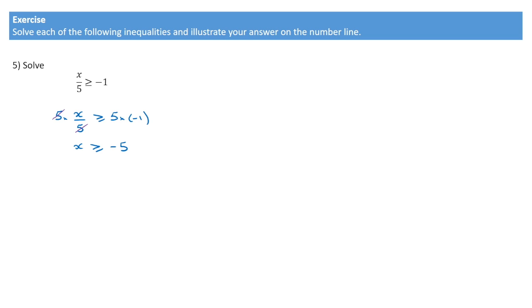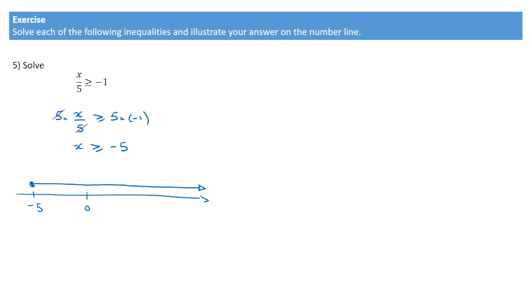We represent it on the number line as follows. We place a 0, say, here, and -5 would be somewhere here. We place a dot above -5, and it's x greater than or equal to -5, so it's all the values to the right-hand side of -5. And -5 is included here. Remember, it's x greater than or equal to -5.